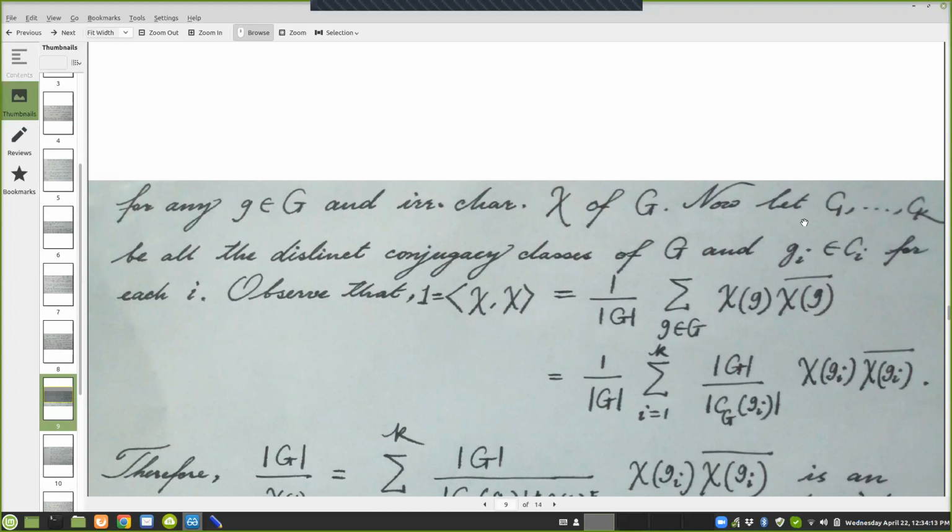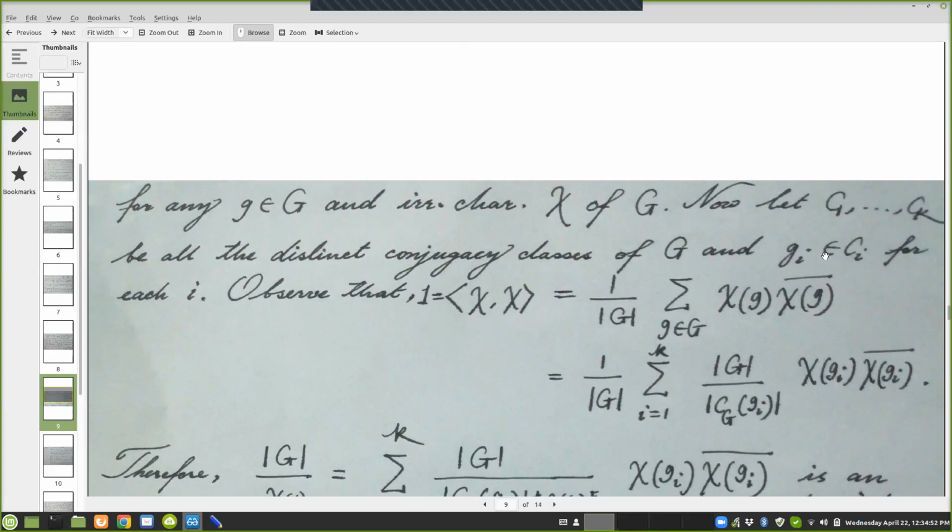So now, since chi is an irreducible character, from the orthogonality relation, the inner product of chi with itself will be 1. And then we just write what this inner product is. It is just 1 by order of G times this sum. Now you see that this sum is over all group elements g. So we'll break this sum into k parts, where on each part I will take the sum over a conjugacy class.